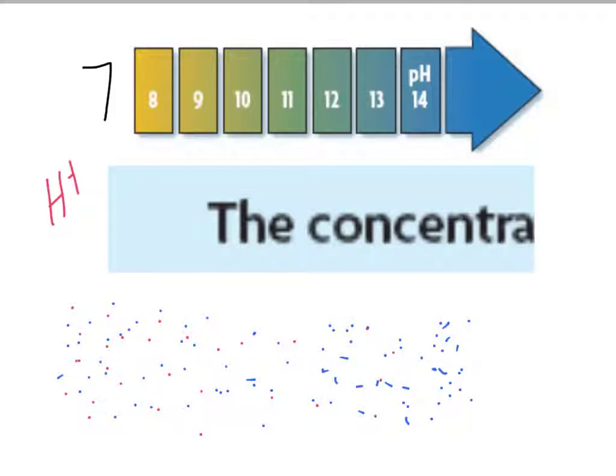So for pH, once again, the lower the pH, the more acidic. So the way you could look at it is the higher the pH, the less acidic. Or in other words, the higher the pH, the more basic.